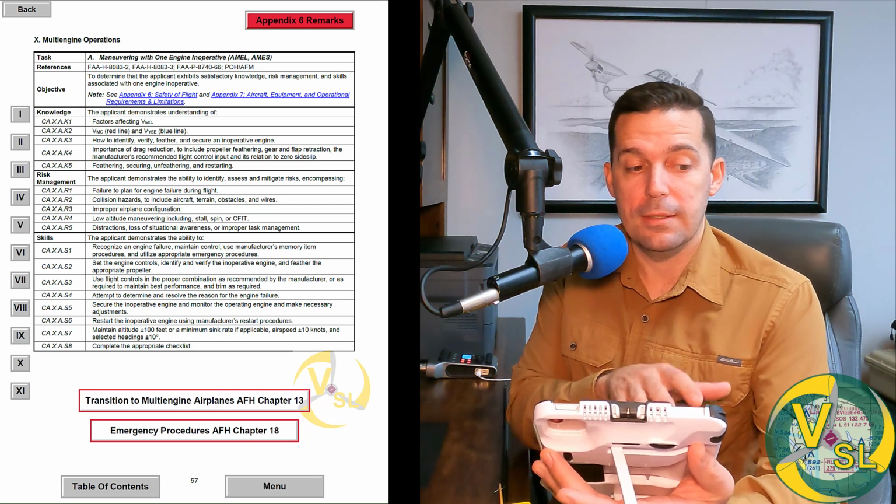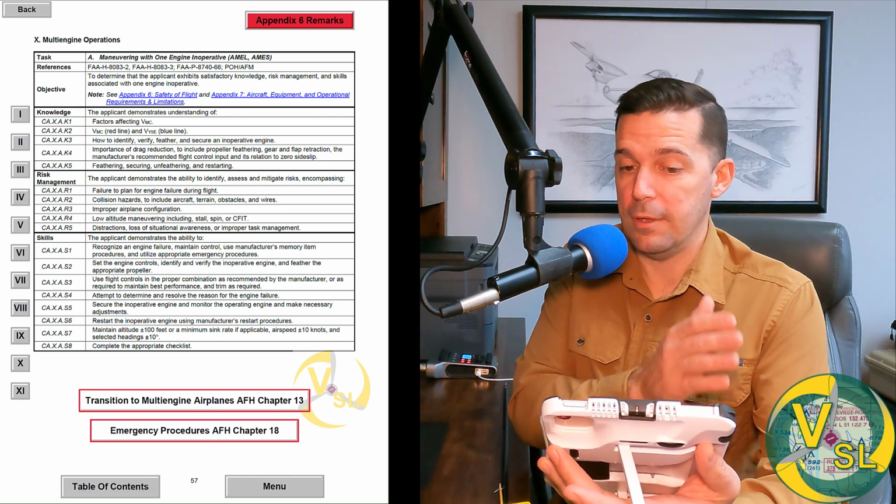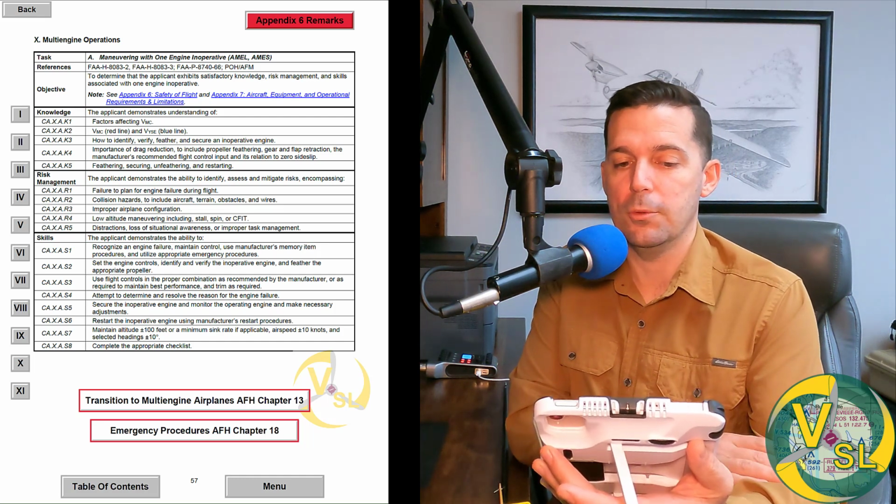The other thing is, hey, this is feathering the engine and then restarting it. We're actually going to feather it. So that's something important to remember.